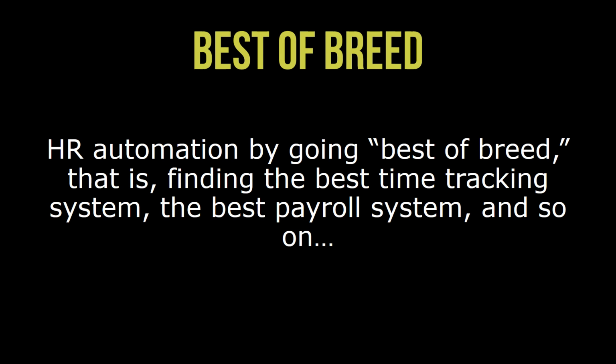In general, an architecture that combines products from multiple vendors is called best of breed, or BOB. HR automation by going best of breed, that is, finding the best time tracking system and the best payroll system, and so on, is a great example of BOB.